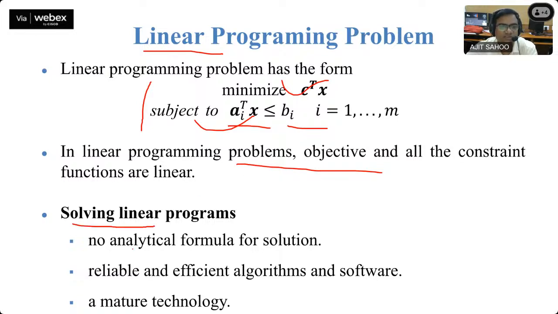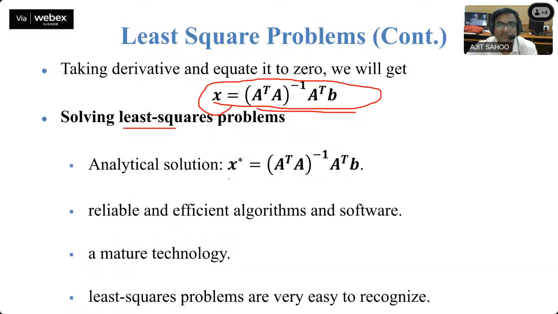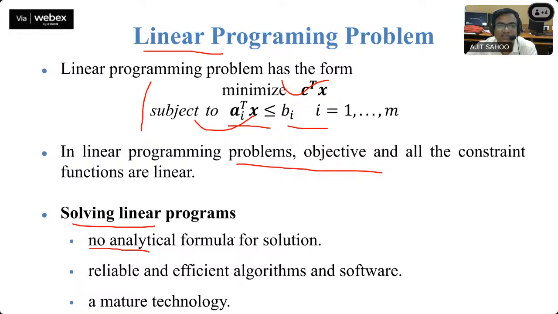So for solving linear programs, there is no analytical formula or solution. Earlier, in the case of least squares, the analytical formula is available, but in the case of a linear programming problem, no analytical formula is available. But reliable and efficient algorithms and software are available. For example, in software like MATLAB or Python, a library is available for the linear programming problem, so you can use it and find the solution. And this is a mature technology. To recognize the problem as a linear program, you just have to see whether it is in this format.